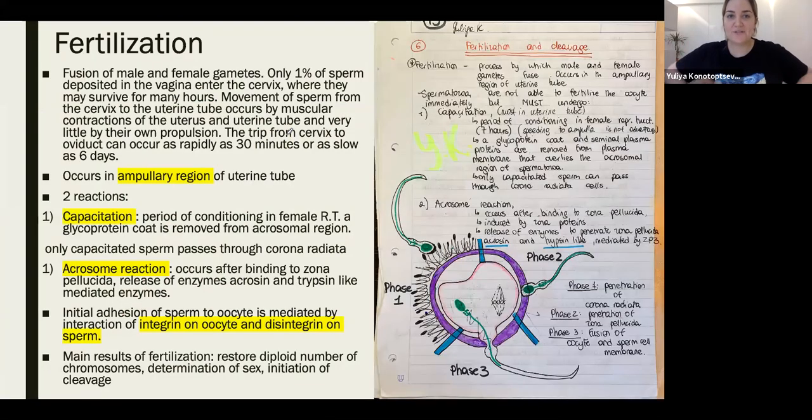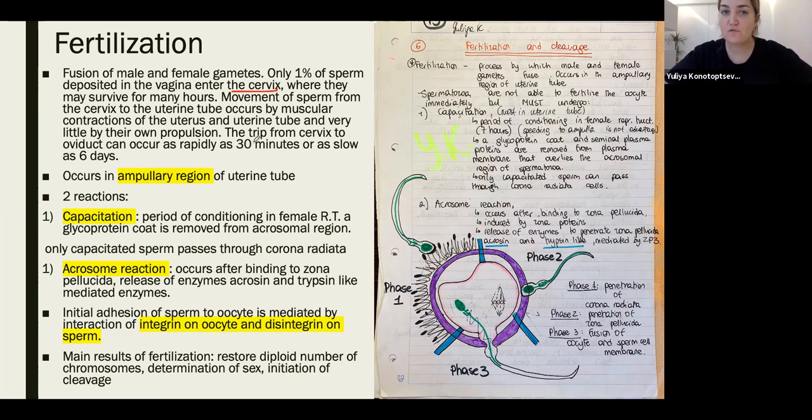Let's move on. Fertilization. You know that this is the fusion of the male and the female gametes. Okay, so only 1% of the spermatozoa are going to actually enter the cervix. The cervix is the neck of the uterus. And you remember that spermatozoa can actually survive in the female reproductive tract for 3 to 5 days.